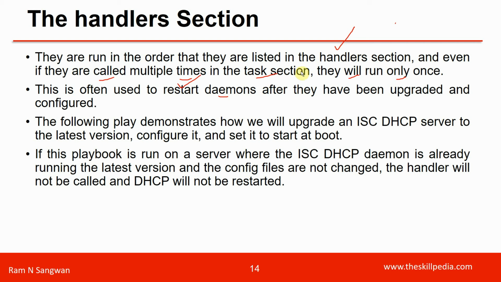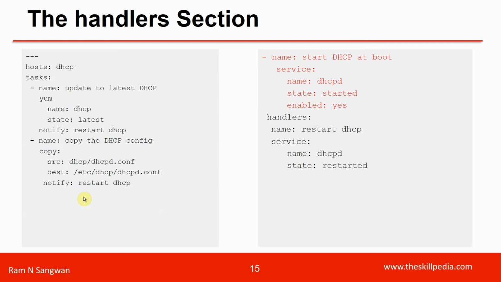The following play demonstrates how we will upgrade the ISC DHCP server to the latest version, configure it and set it to start at boot time. If this playbook is run on a server where this ISC DHCP daemon is already running, and the latest version and config files are not changed, the handler will not be called, because a handler will be called only if there is a change.